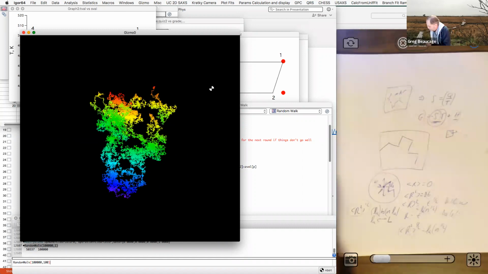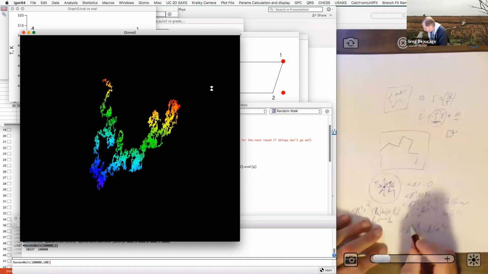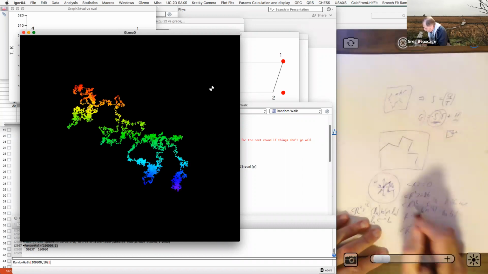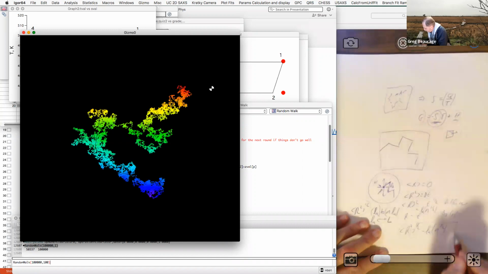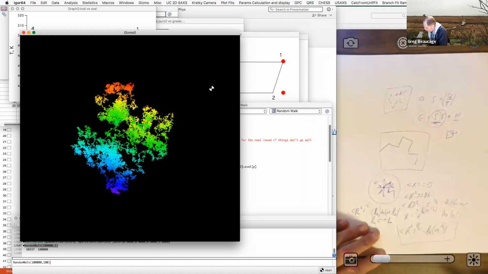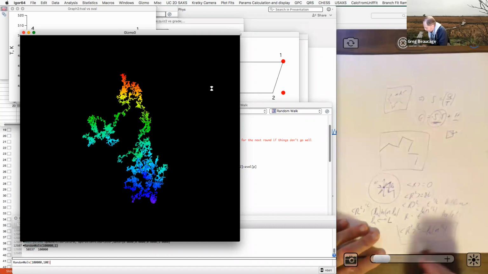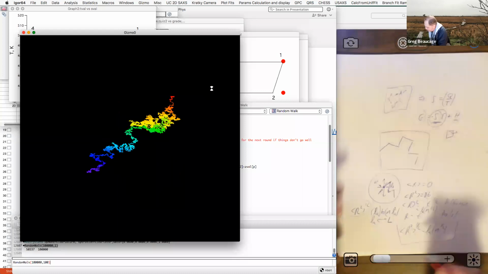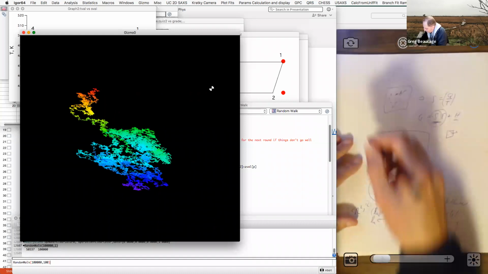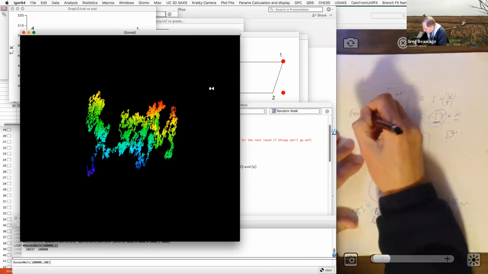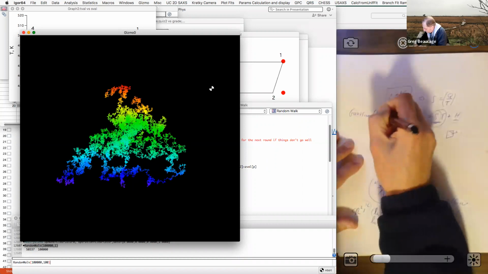A randomly arranged polymer is going to behave with this kind of root mean square that goes with N, goes with the molecular weight, and that's going to be called a Gaussian chain. So you can call that a Gaussian chain, which I'll tell you why.